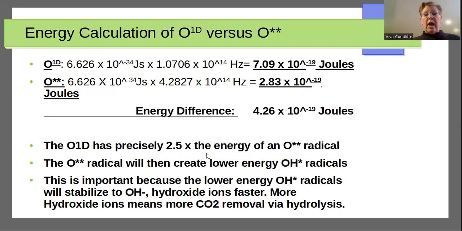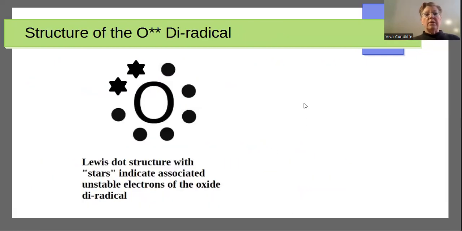So this means in the atmosphere, when we propose to release it, that over time during a daylight release of hydroxyl radicals, that overnight the hydroxide ion will be present because the cooling of the environment will stabilize it to the hydroxide ion. The structure of the oxide dye radical is like this, the Lewis dot structure. The stars indicate the associated unstable electrons of the oxide dye radical in its orbit.